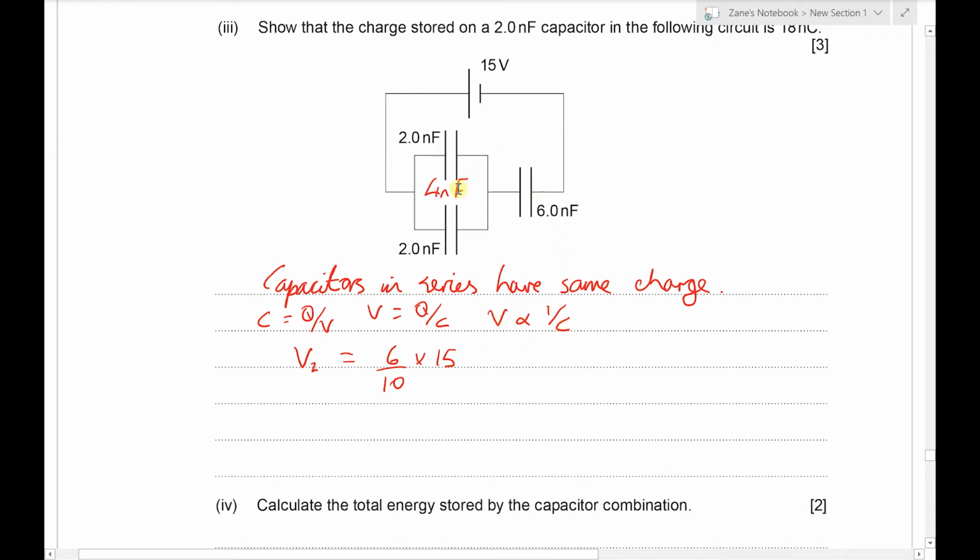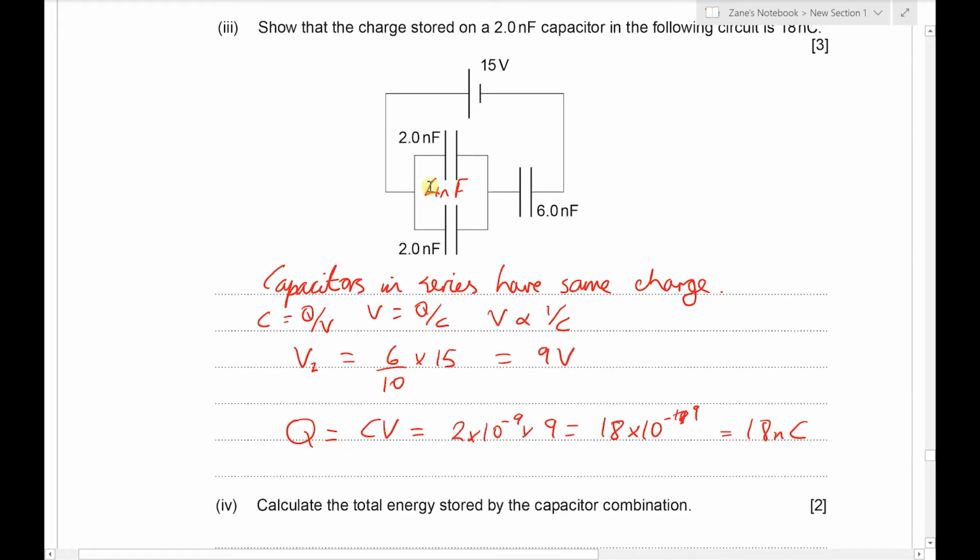The 4 nanofarad capacitor gets 6 shares, the 6 nanofarad capacitor gets 4 shares. So that will give us a PD across the 2 nanofarad capacitor combination of 9 volts. And then finally we can say that the charge stored on any of those 2 nanofarad capacitors is CV. So 2 times 10 to the minus 9 times 9, which is 18 times 10 to the minus 9, or 18 nanocoulombs.